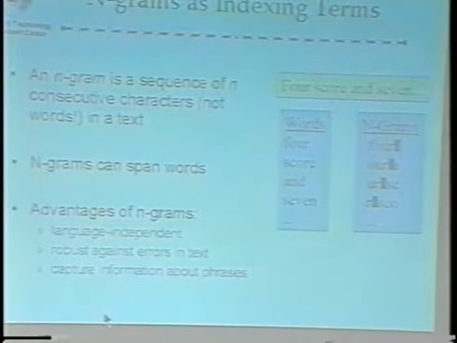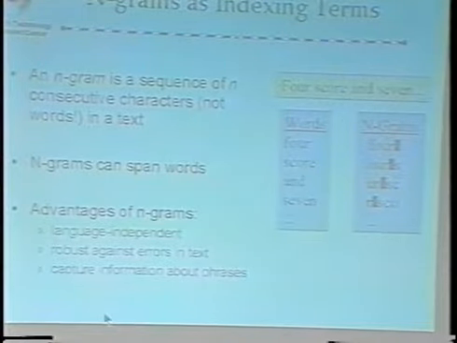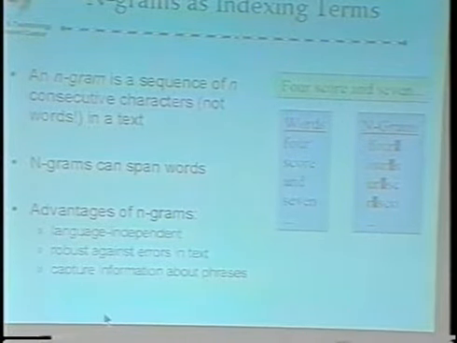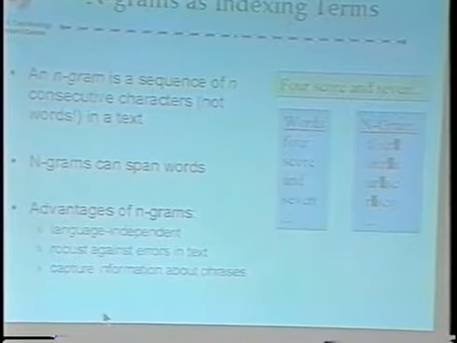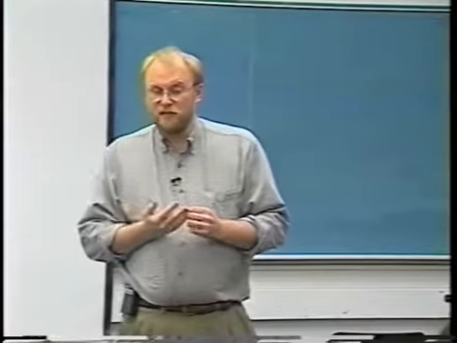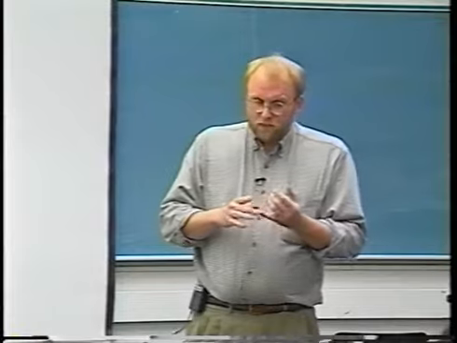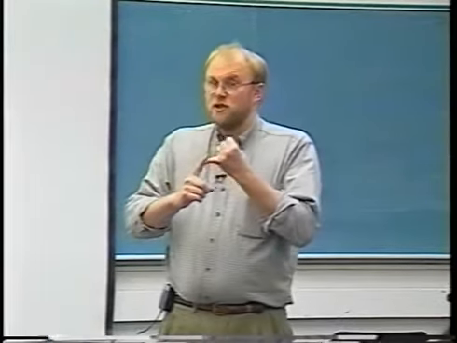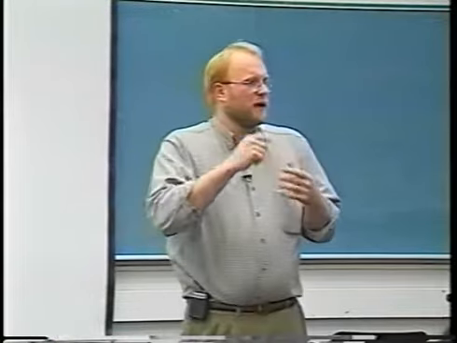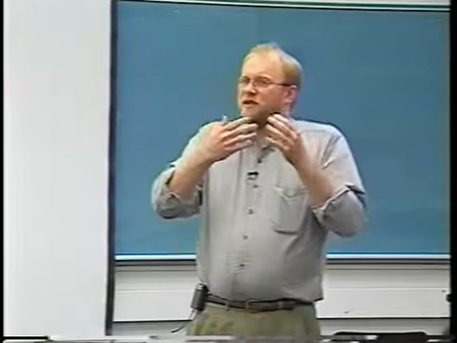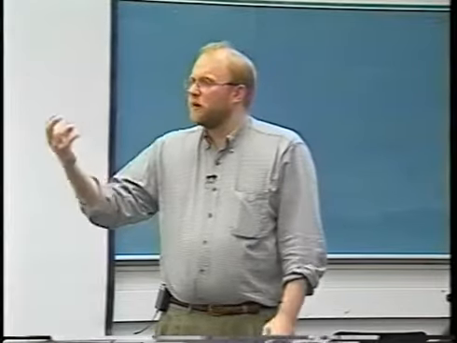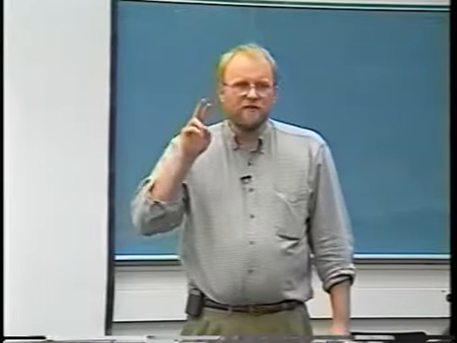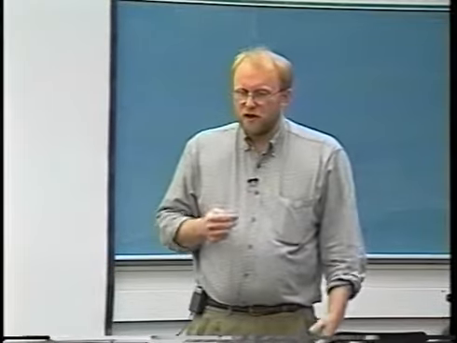Now, that seems a little counterintuitive. What's the semantic content of "UR" blank "SC"? It's not very high. But it turns out that if you use n-grams as indexing terms, they actually work quite well. And there are a variety of reasons for that. One is that they span words. So you're getting some of the information about word collocations. It's not simply a bag of words representation that you're using. There's a little bit of information in there about how the words go together.